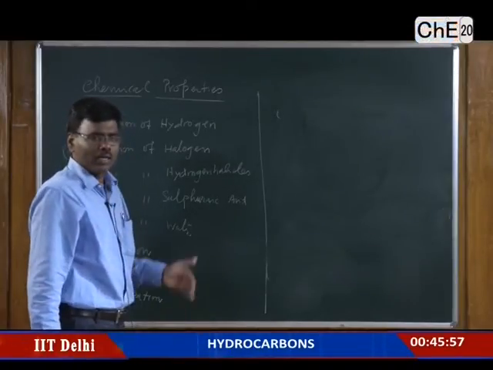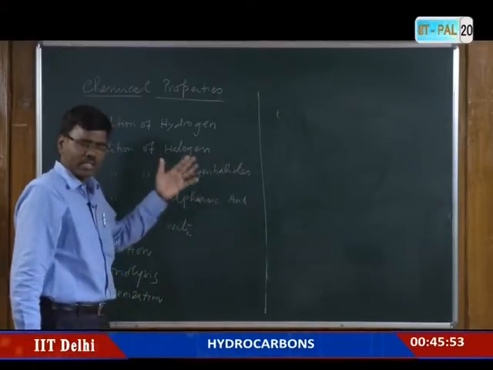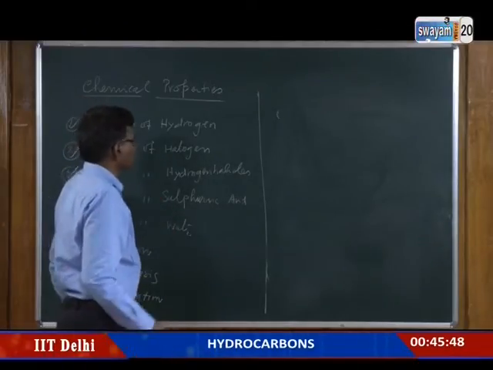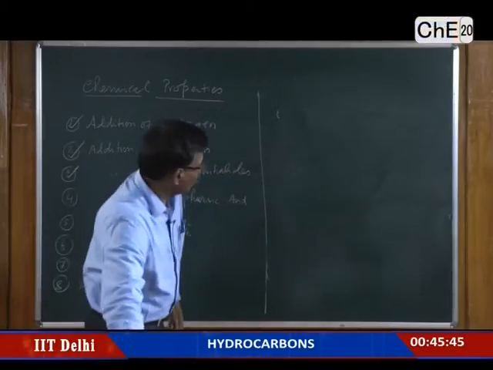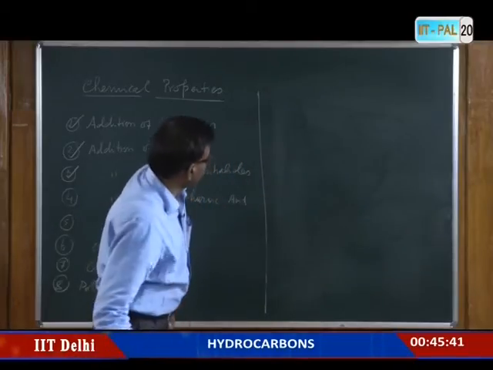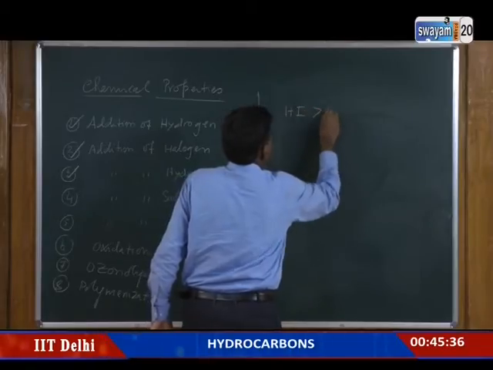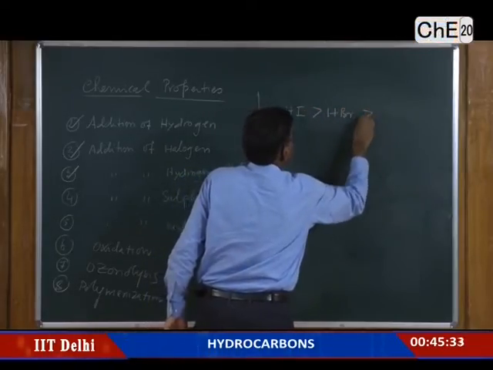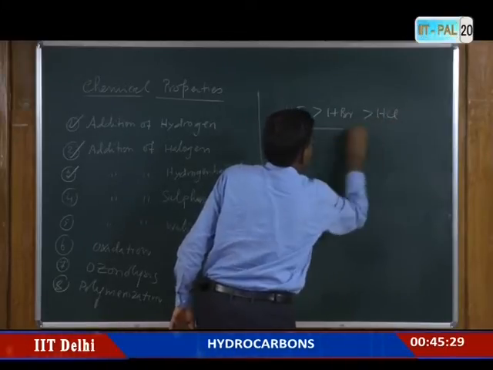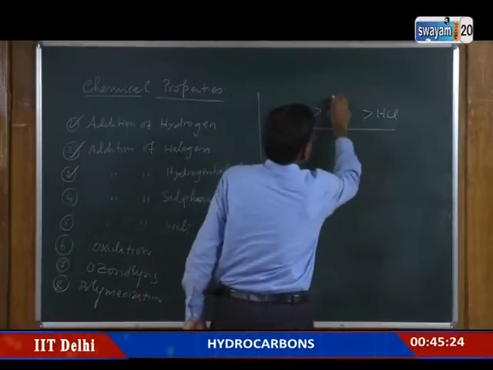This is also an electrophilic addition reaction. Just as we have seen the addition of bromine to alkene is an example of electrophilic addition reaction, in this case the reactivity of hydrogen halides: hydrogen iodide is more reactive compared to HBr. HBr is more reactive compared to HCl. This is the reactivity order of hydrogen halides towards alkenes. Now, let us take HBr.